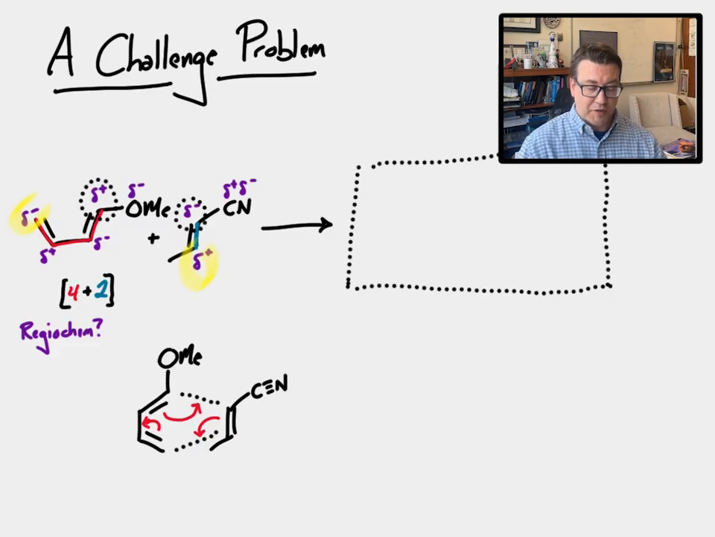Now we could draw our arrow pushing mechanism. If you're asked to do that, it's a good idea to go ahead and draw those arrows. There are three arrows because there are six electrons total moving around, two forming new sigma bonds and one forming a new pi bond.